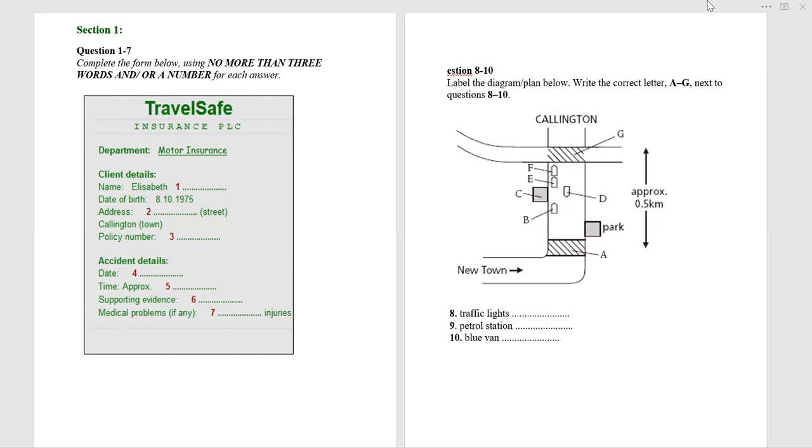Okay. Yeah. And then where is the petrol station they mention? It's C, position C. Yeah. Car park and where actually he was trying to turn into the petrol station. So 9 is C, right? And 10th is D, the blue van, which is parked in the center of the road. So that D is the blue one. So these are the answers here. First record, 60 Forest Road, CZ8809, 12 September, 8:30 p.m. Police report, minor injuries, G, C, and D. Cool. All right.